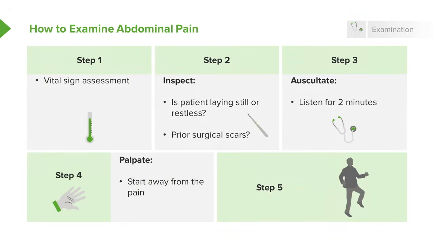Step 4 is palpation. You want to start in the area away from the pain. So if the patient's pain is on the right side, in the lower abdomen, go ahead and start on the left upper abdomen, and then work your way around to that area. You're going to want to palpate lightly and then push a little bit more deeply, depending on the exam that you're getting for the patient.